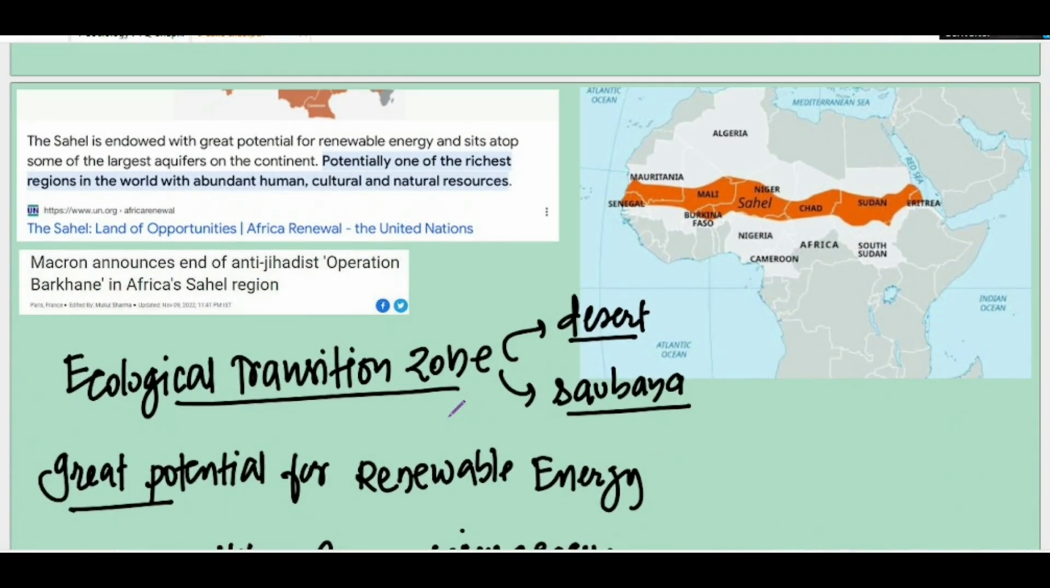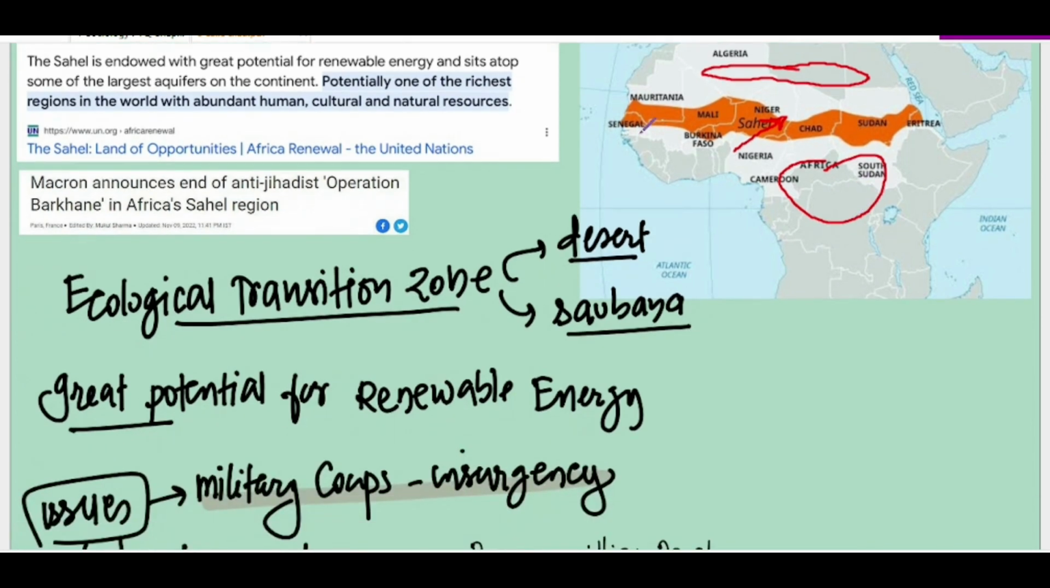Now let's talk about important regions in Africa. This is called the Sahel region. The Sahel region is a transition zone between the Great Sahara Desert and the African savanna. So this is a transition zone, and this is a very resource-rich region, and according to a UN organization, this region has very high potential for solar energy.